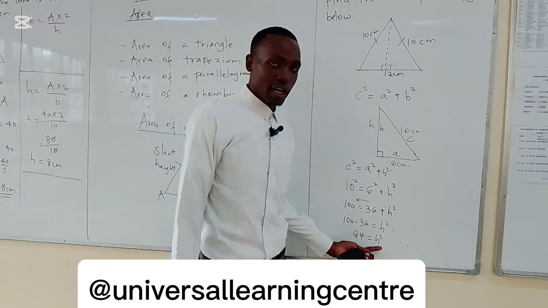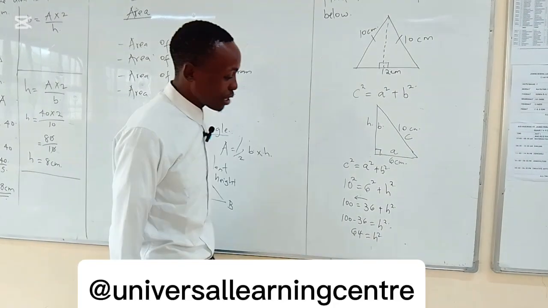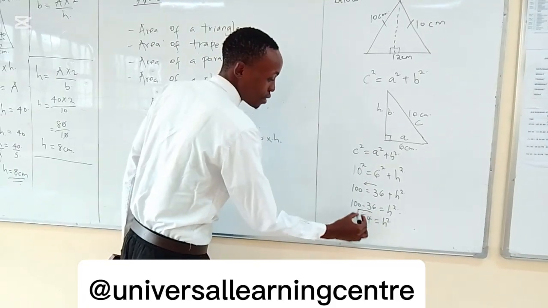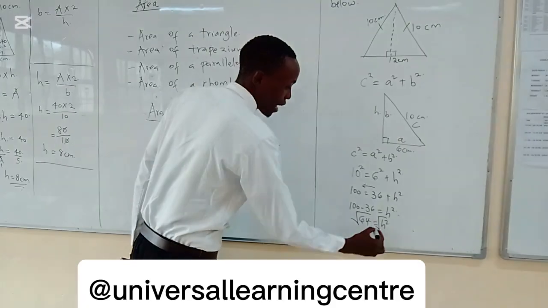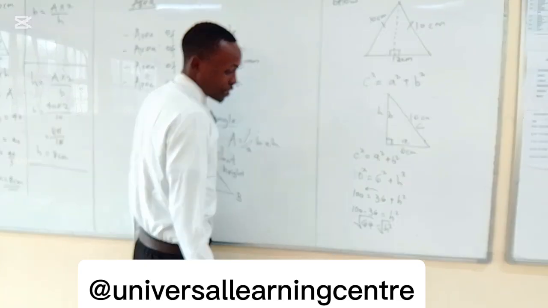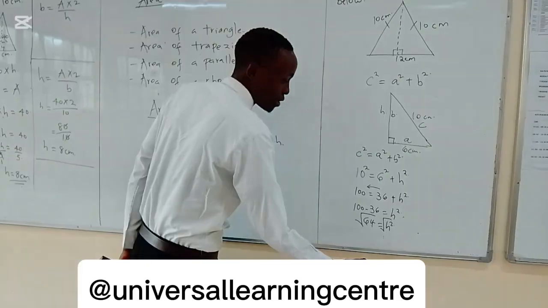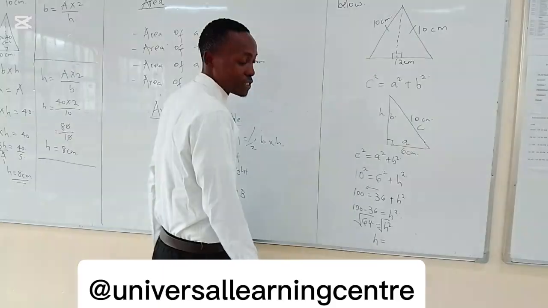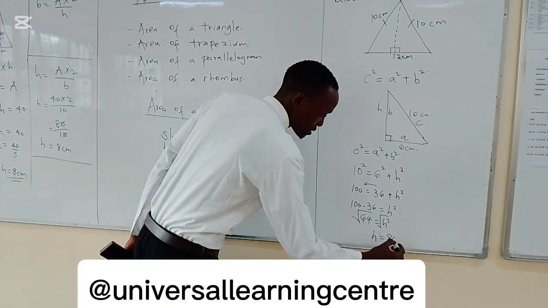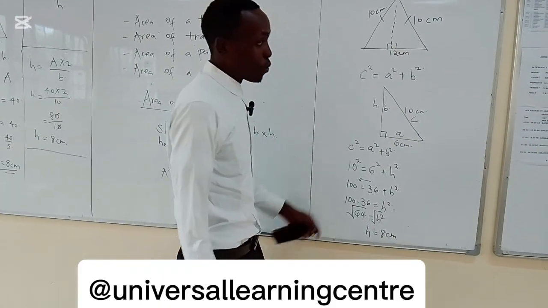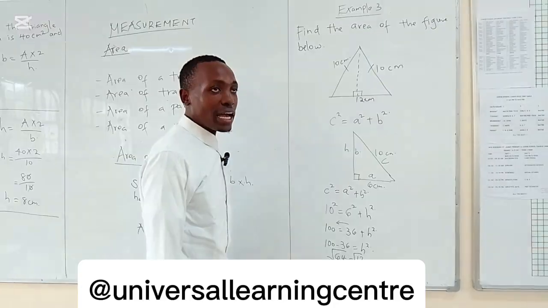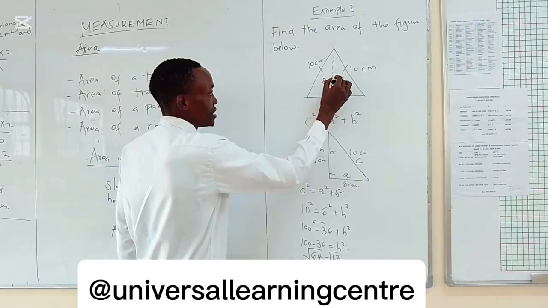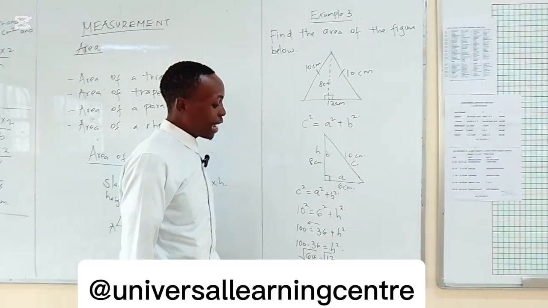Now I have height squared, I don't have height. For me to get height, I do the square root of both sides. So I'm going to do the square root of 64, and the square root of height squared is just h. So h will be the square root of 64, which is 8 centimeters. Now, from the equation, I have my height as 8 centimeters. That now is the perpendicular height.